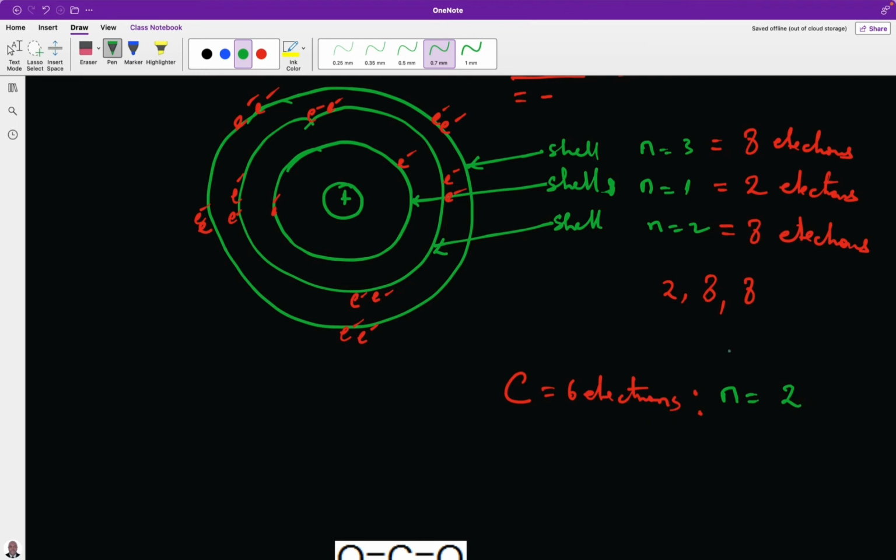So the second shell, n equals 2, will contain how many electrons? N equals 2 is supposed to contain 8 electrons, but because carbon has only 6 electrons, if 2 electrons are already taken, then the second shell of carbon will contain only 4 electrons. So the arrangement will be 2, 4.